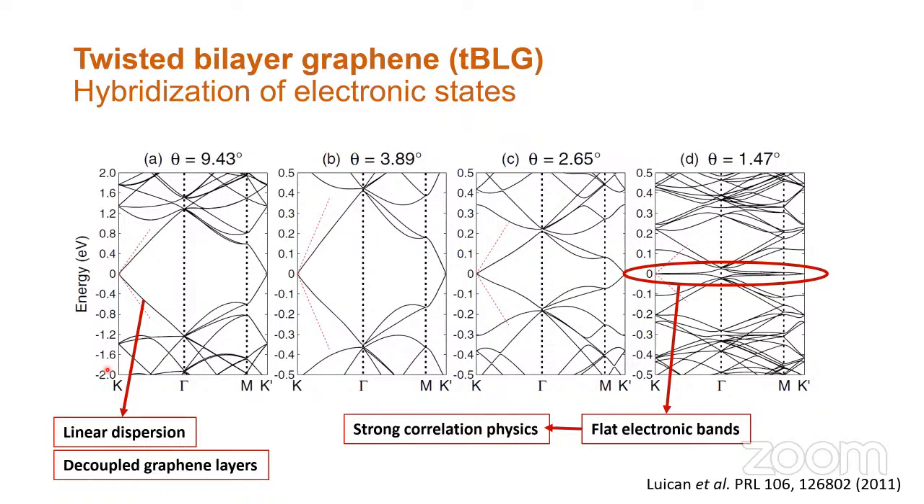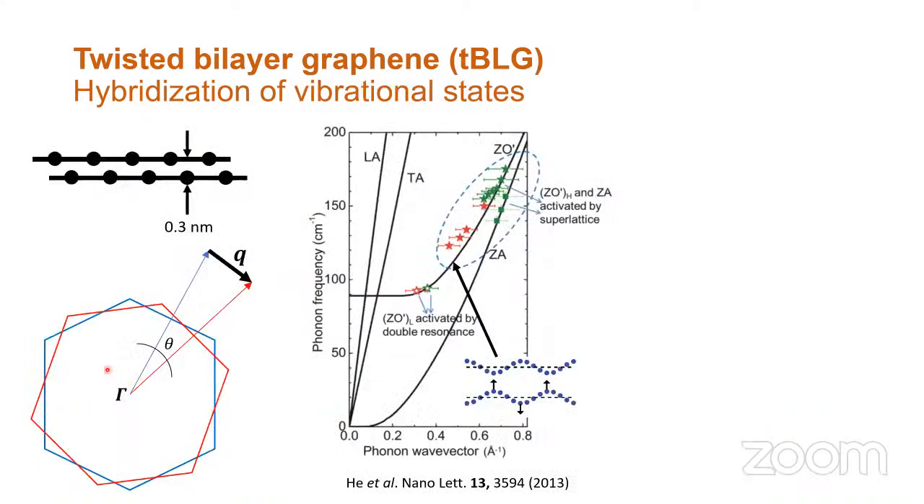But it is not the only story. The electronic physics is not the only story. It's also very interesting when it comes to the hybridization of the lattices. Now, if you see the two graphene layers, which are separated by just about 0.3 nanometer, you see the out-of-plane vibrations of the two layers start hybridizing, and a whole new phonon modes appear.